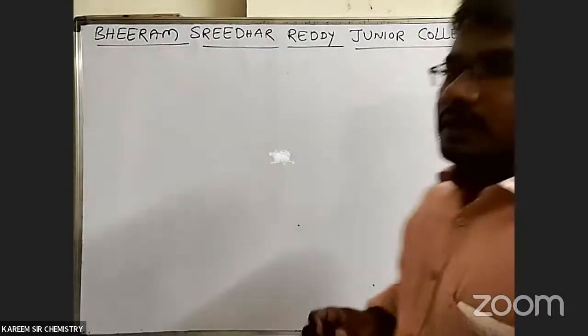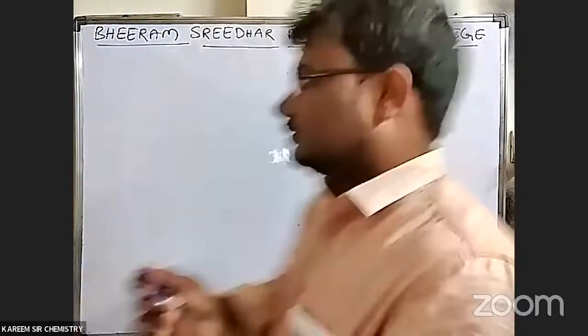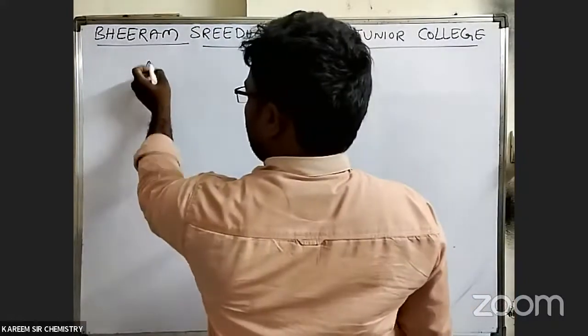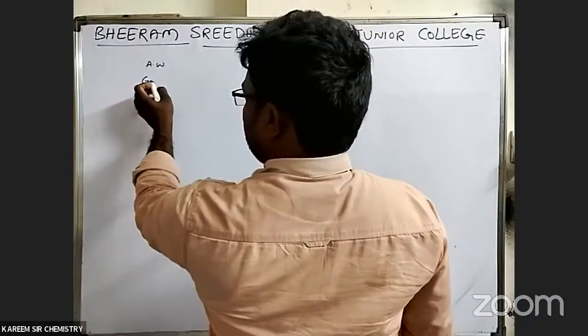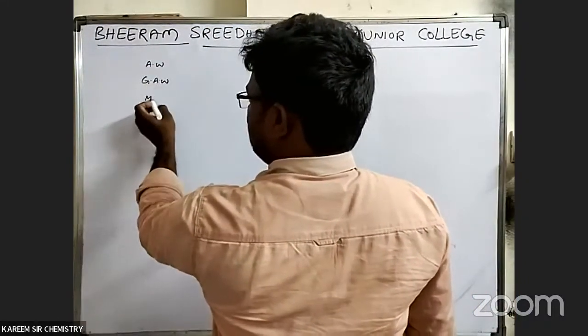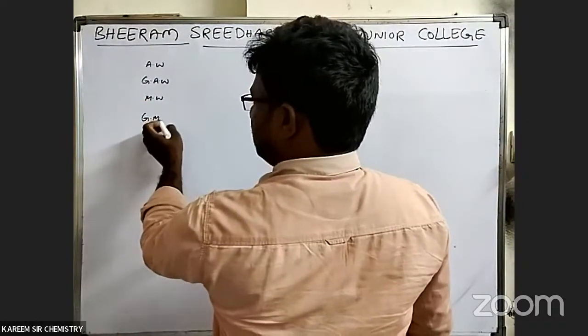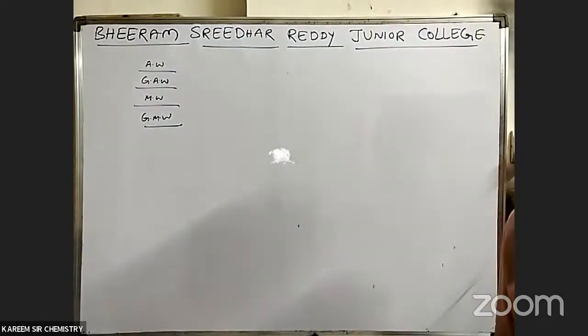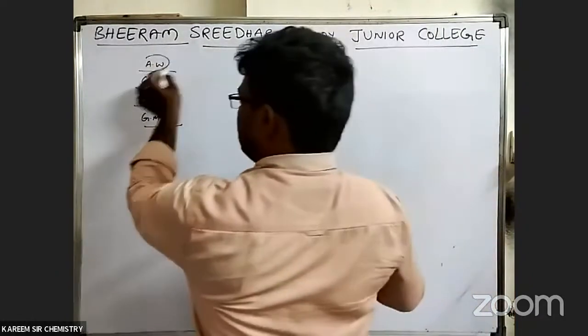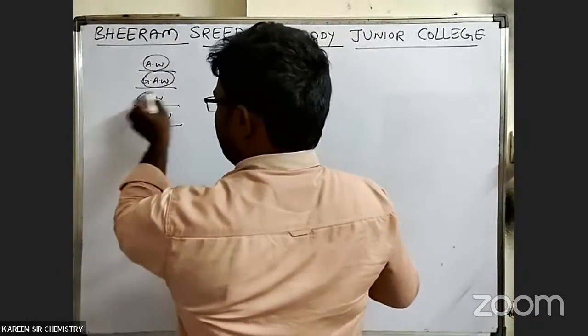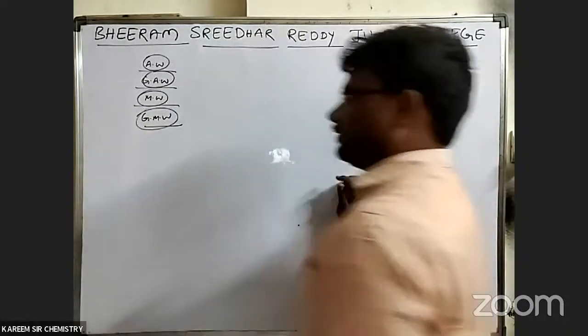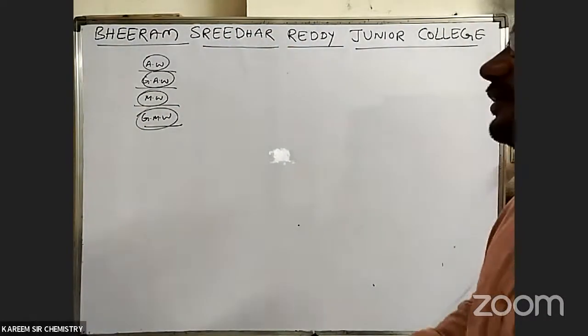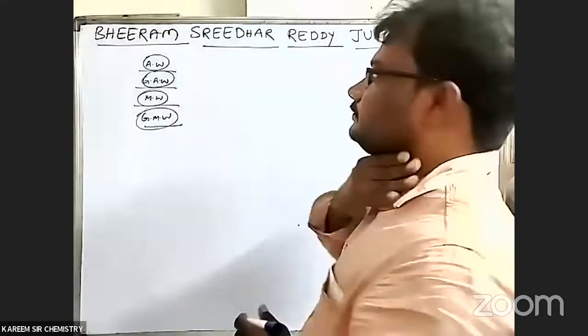GMW, okay. Gram molecular weight. So that is atomic weight, gram atomic weight, molecular weight, and gram molecular weight. We discussed these things, right? So weight of an atom, gram atomic weight, molecular weight, and gram molecular weight. Right.